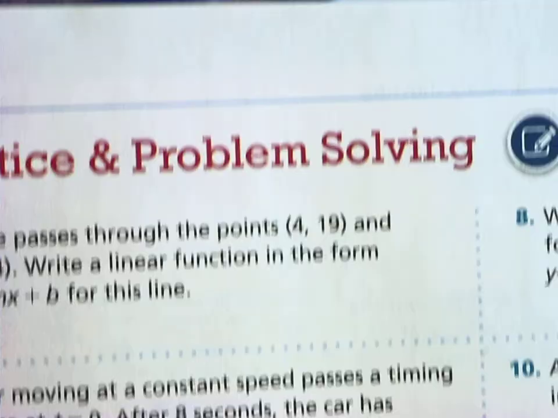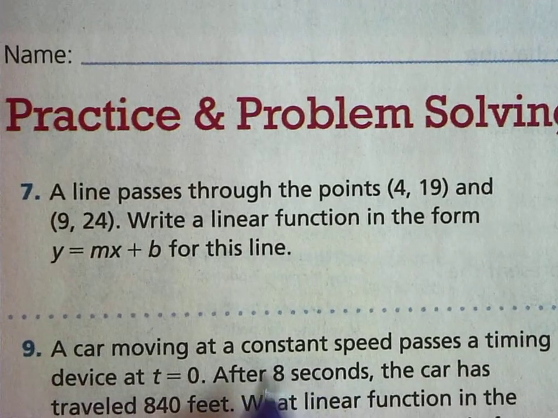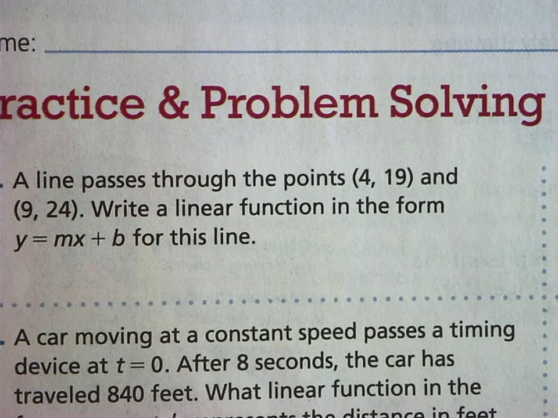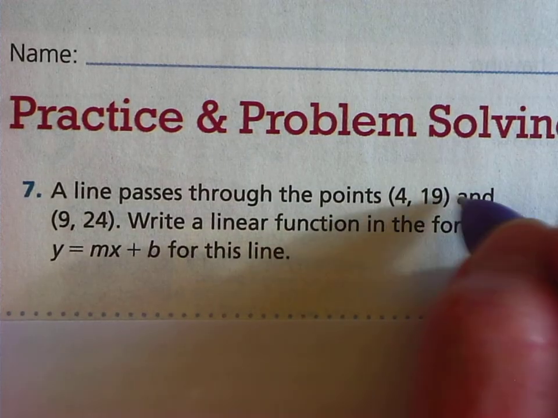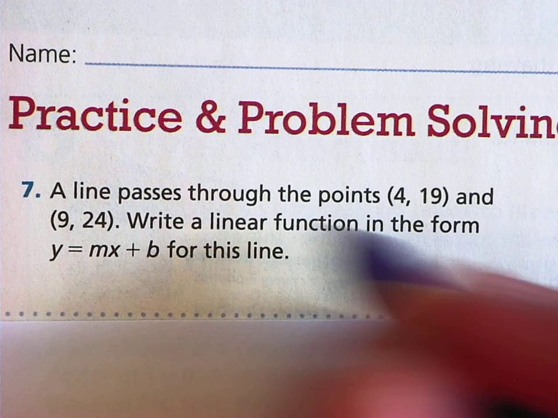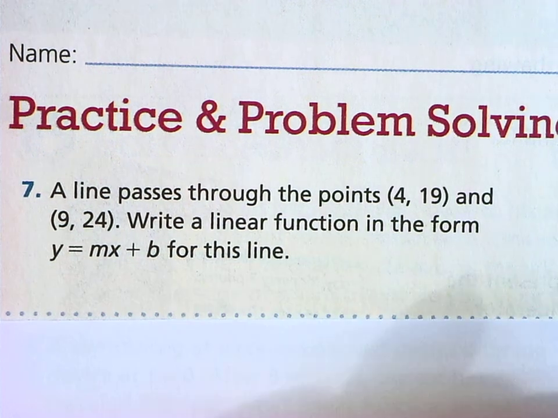Okay, so, folks, let's try that again. So take a look at this one. Same exact problem, number 7. And I'm going to use a piece of paper because I don't have enough room here. Okay, so a line passes through the points (4, 19) and (9, 24). Write a linear function in the form of y equals mx plus b.